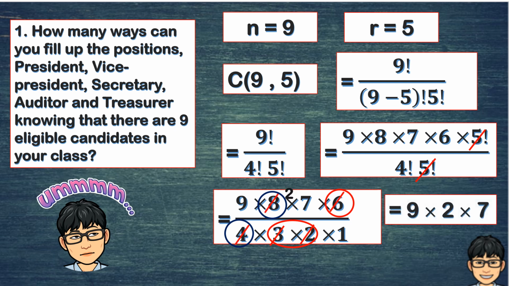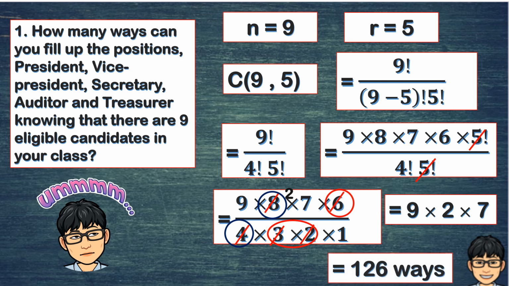So ano ang natira? So we have 9 times 2 times 7, which is equal to 126. Therefore, meron tayong 126 ways to choose a class officers.